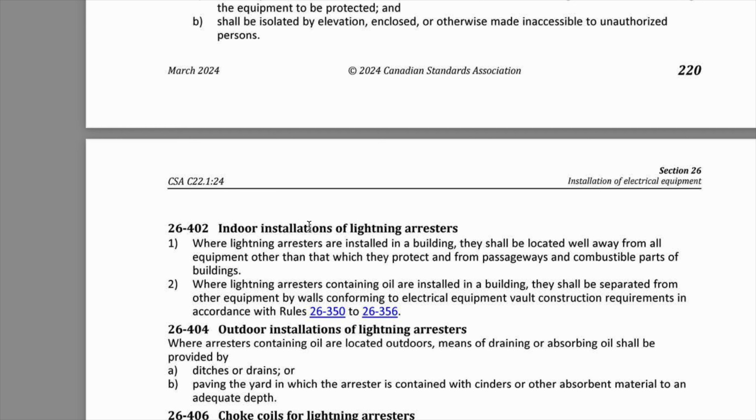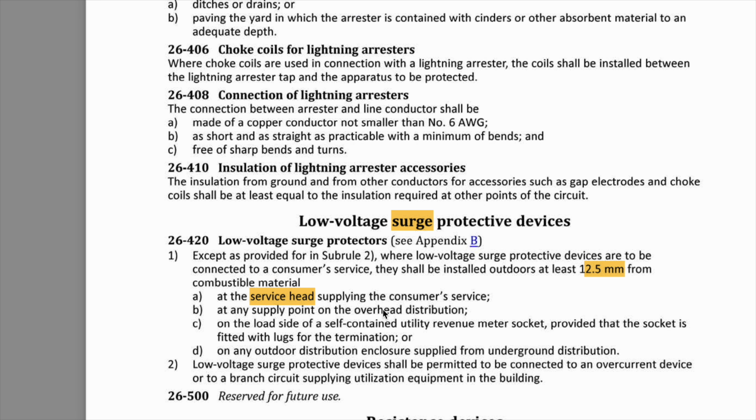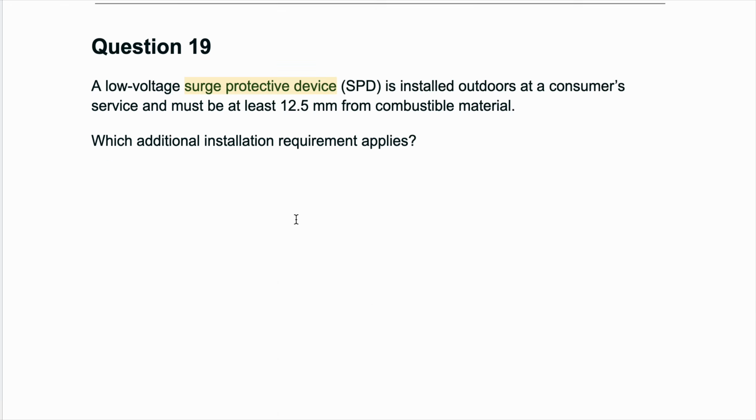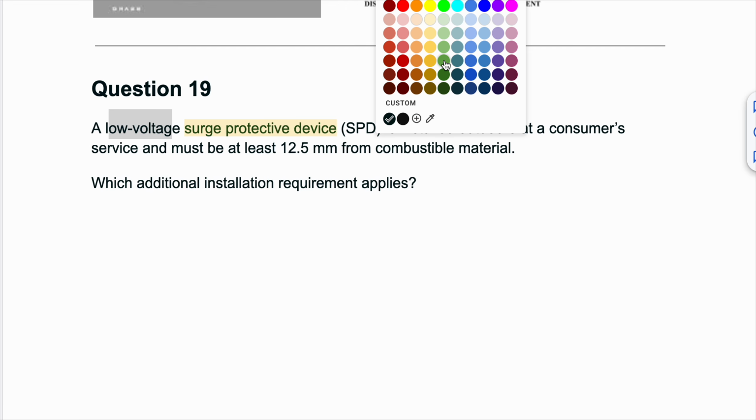Okay, for this one, low voltage surge. We also have low voltage surge because the question was about low voltage, I think. Yeah, it's low voltage surge arrester. So okay.